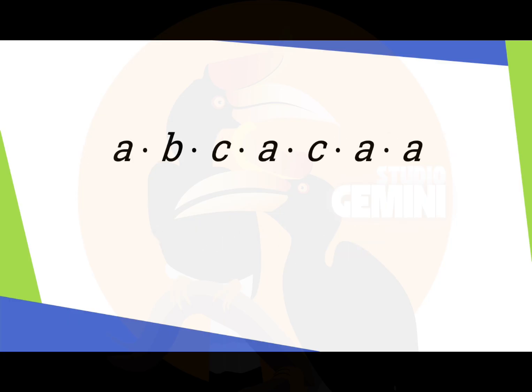Let's look at one last example. How many different bases do we have? 3. We have the variables a, b, and c. Now we raise those variables to exponents, depending on how many times they appear as a factor. How many a's are there? 4. That's a to the 4th. How many b's are there? Only 1. We don't have to write an exponent for that base. How many c's are there? 2. So we have c squared. Our simplified expression is a to the 4th times b times c squared.